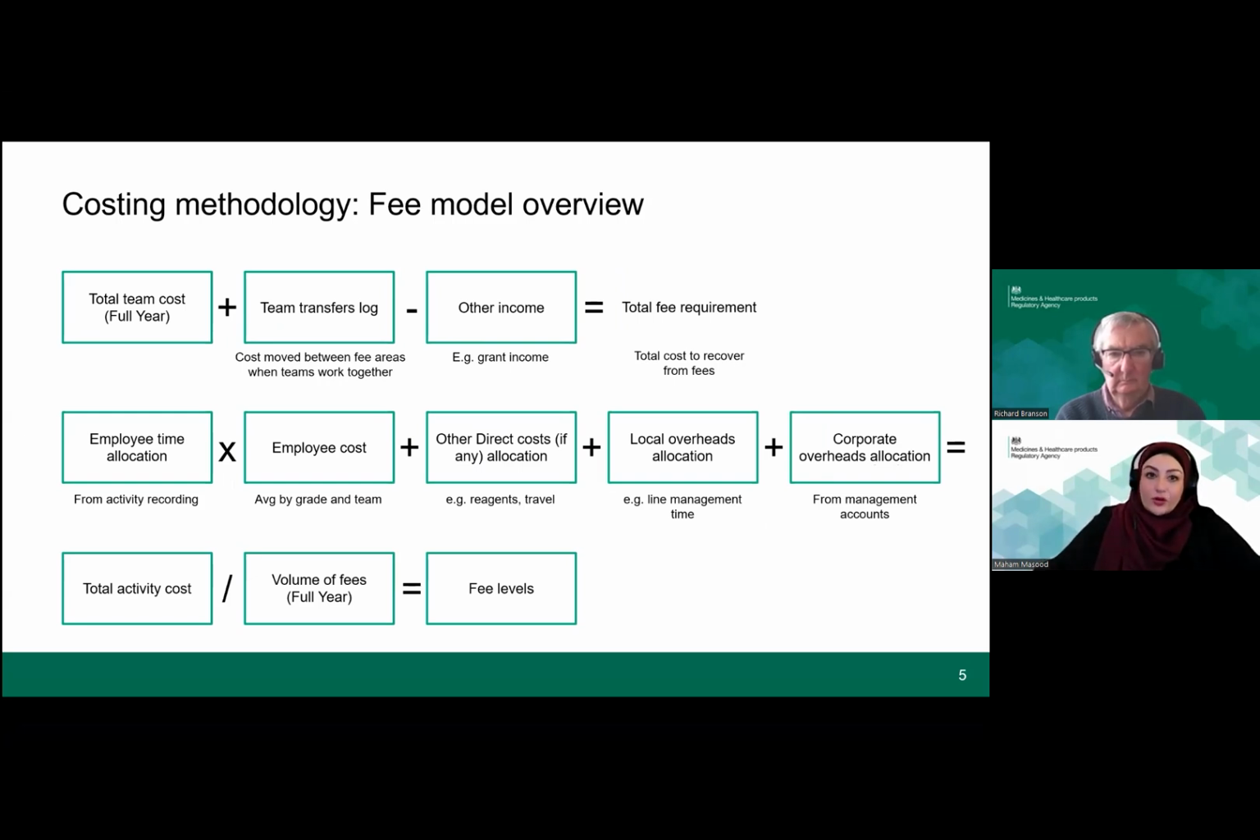We have to recover all our costs. There's certain types of costs we cannot recover, such as policy, enforcement, compliance. So for those, we still have to rely on DHSC or HMT to provide us funding.